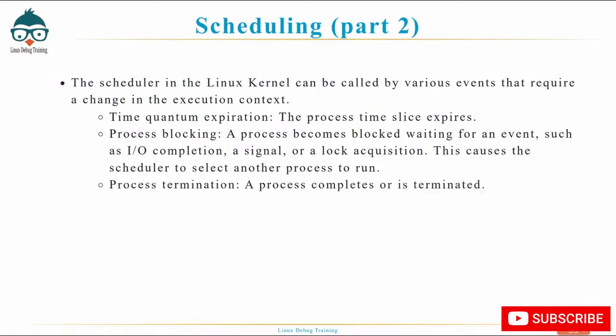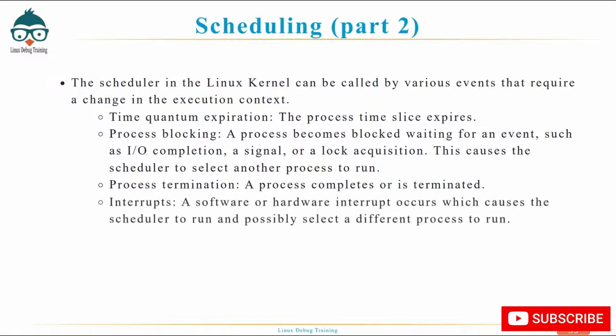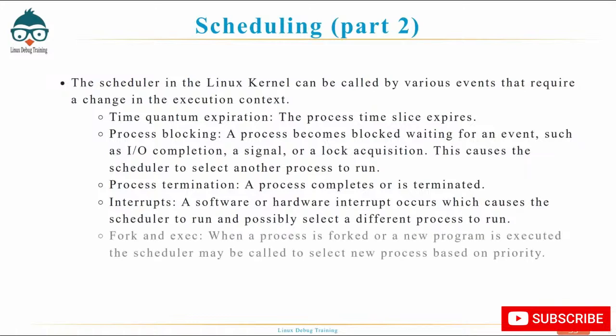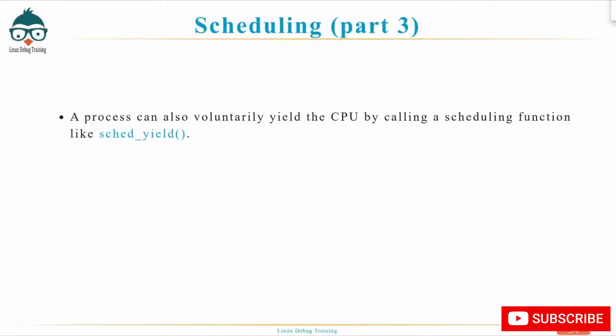When a process completes or is terminated, the scheduler will reschedule existing processes. A software or hardware interrupt can cause the scheduler to be invoked and then possibly select a different process to run. When an interrupt occurs, the kernel interrupts the currently executing code to handle the interrupt request. When a process is forked or a new program is executed, the scheduler may be called to select a new process based on priority. In addition to being switched out by the scheduler, a process can also voluntarily yield the CPU by calling a scheduling function like sched_yield.